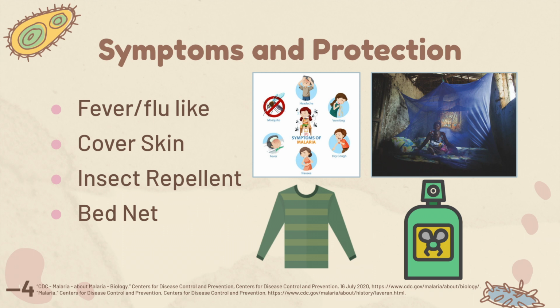Symptoms and protection. Malaria has symptoms which include shaking, chills, headache, muscle aches, and tiredness. Nausea, vomiting, and diarrhea may also occur. Malaria may cause anemia and yellow coloring of the skin and eyes because of the loss of red blood cells, and in worst cases you could get cerebral malaria.